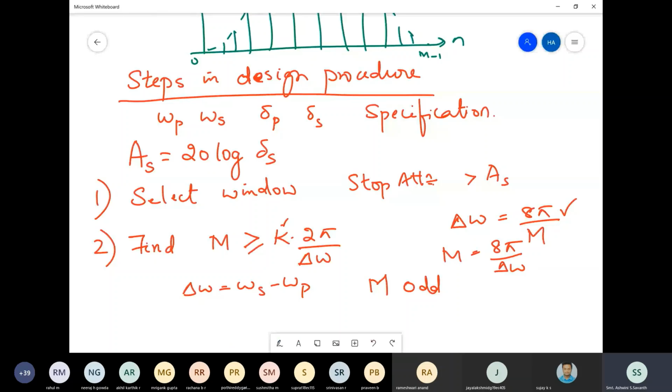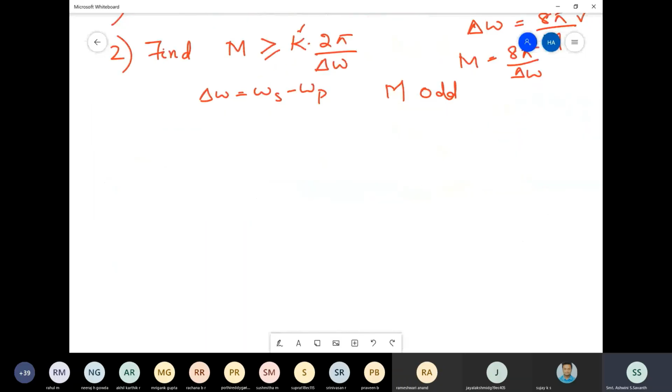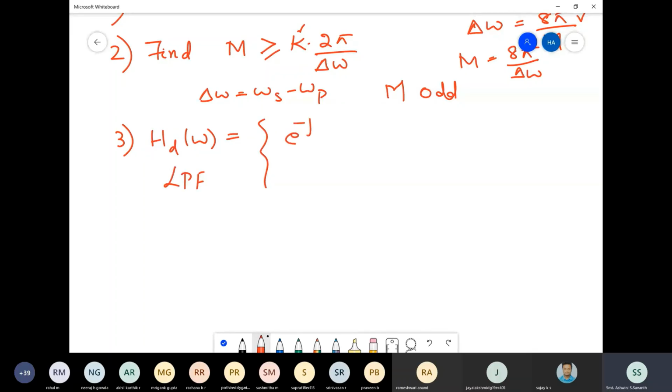Once you have found out the order of the filter, the next step is HD of omega, the desired frequency response of the filter. I am writing this for low pass; if it is high pass, this will change. It is e power minus j omega alpha for magnitude of omega less than omega c, and 0 for omega c less than magnitude of omega less than or equal to pi. This is the ideal frequency response HD of omega, which we have to start off with.